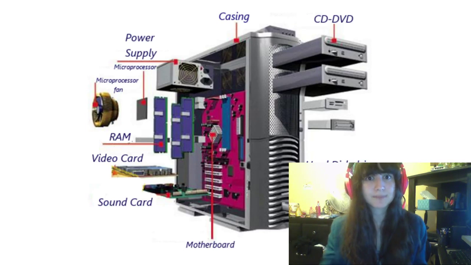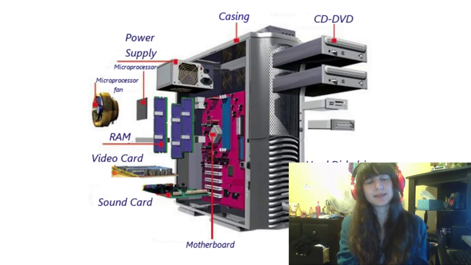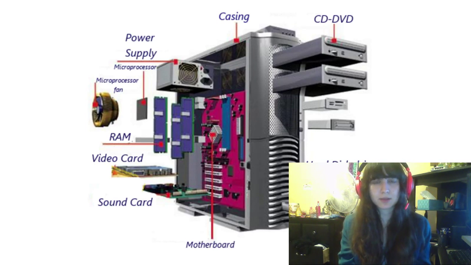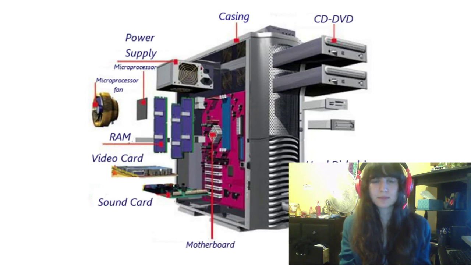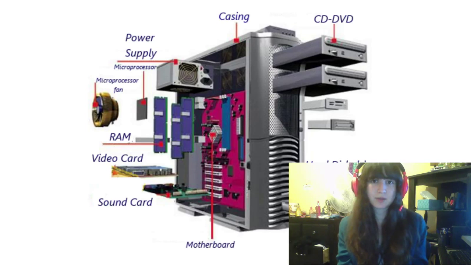The last part, the power supply. It takes the energy from the outlet, and it supplies it to each part on the computer. It controls all the power that flows through the PC, and is in charge of making sure that each part gets the right amount of power without harming the component.